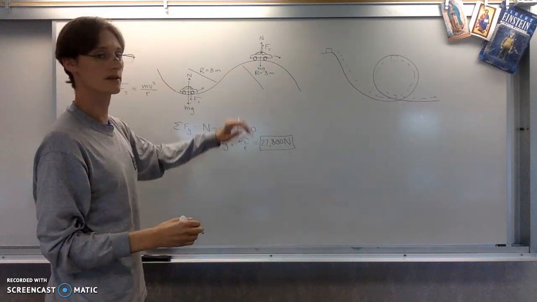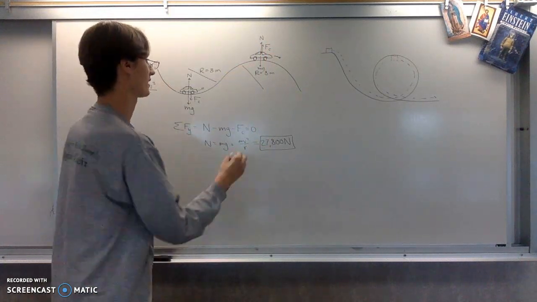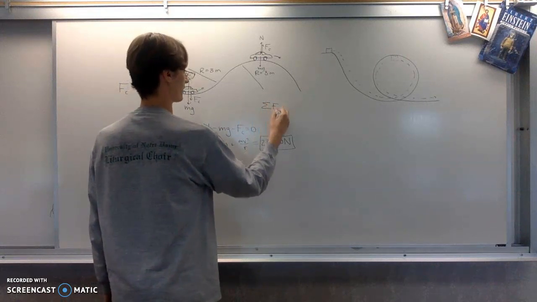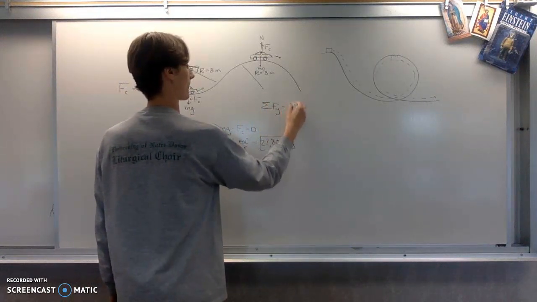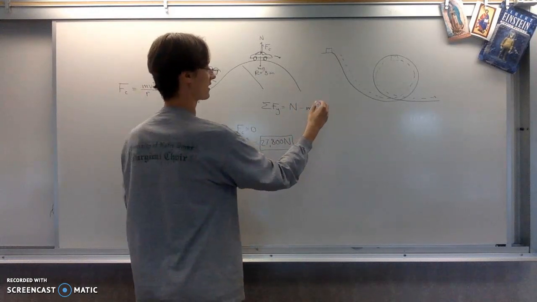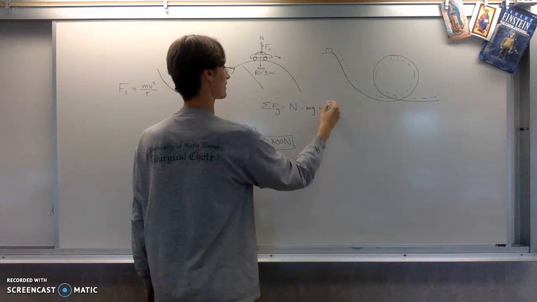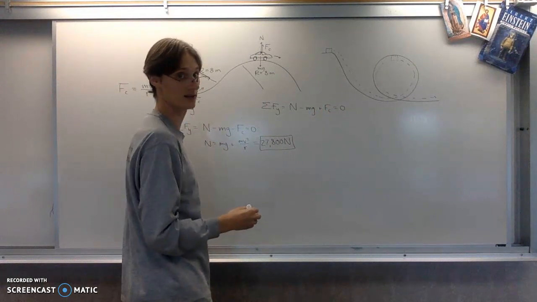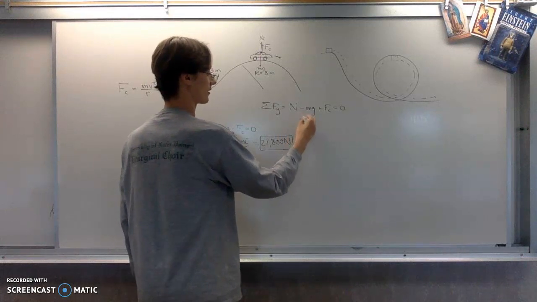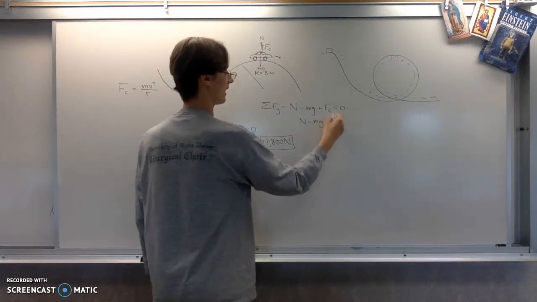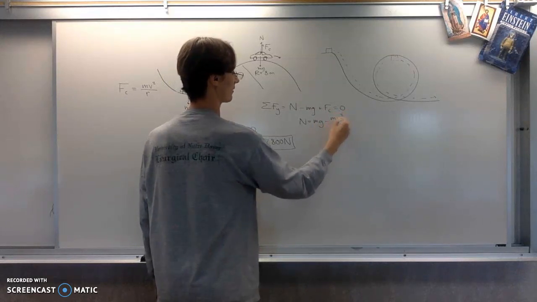So therefore, when we do the sum of the forces for that position, or sum of the vertical forces, N minus mg plus Fc, since the centrifugal force is in the same direction as the normal force. So therefore, the normal force will be mg minus Fc, which is mv squared over r.